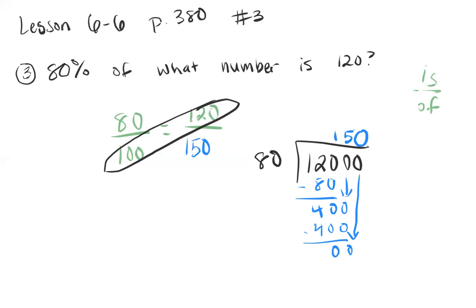So that is my answer. I was missing 80% of what number is 120. That number is going to be 150. You could check this answer by multiplying 150 times 80% as a decimal, which would be 0.8. And we should get 120 when we do that, which we do.